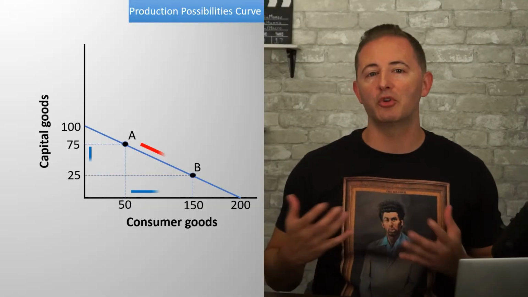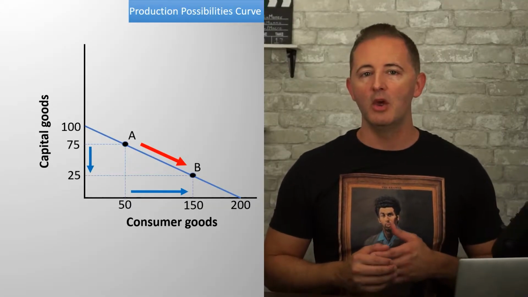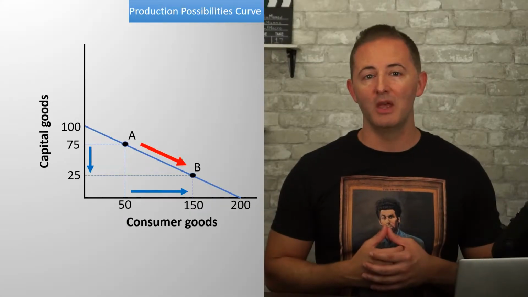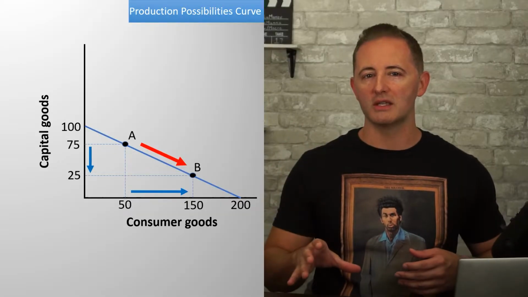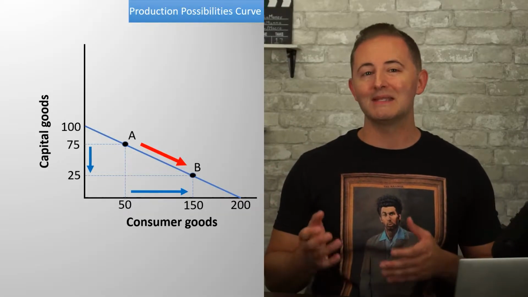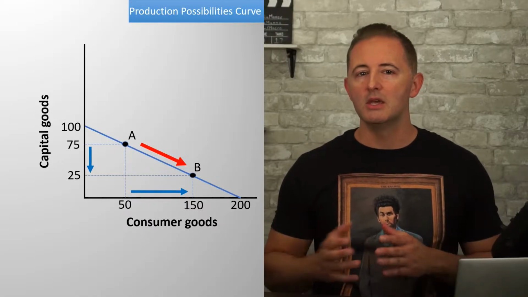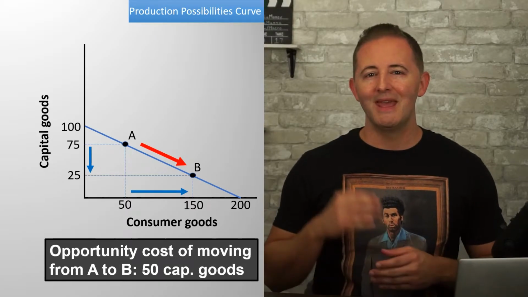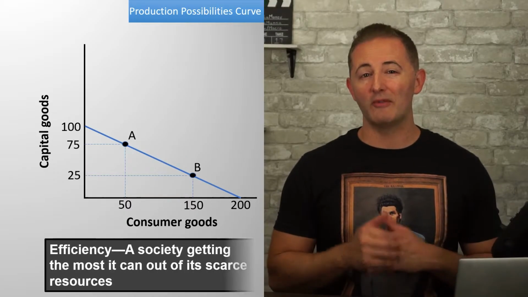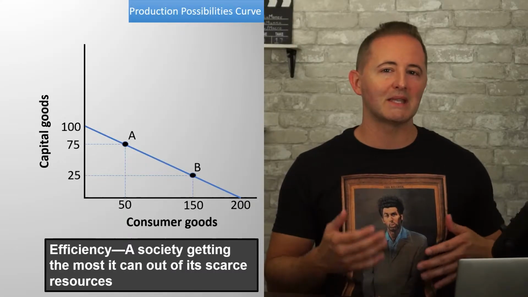We can also see opportunity cost by noticing what happens when we move from point A to point B. We gain 100 consumer goods, right? We had 50 and now we have 150. Okay, but what's the opportunity cost? What do we give up? We were making 75 capital goods at A and now we're making only 25 at B. So the opportunity cost of moving from A to B is 50 capital goods. Any point on the PPC is a point of efficiency, meaning that it's not possible to make more of one good without making less of the other.